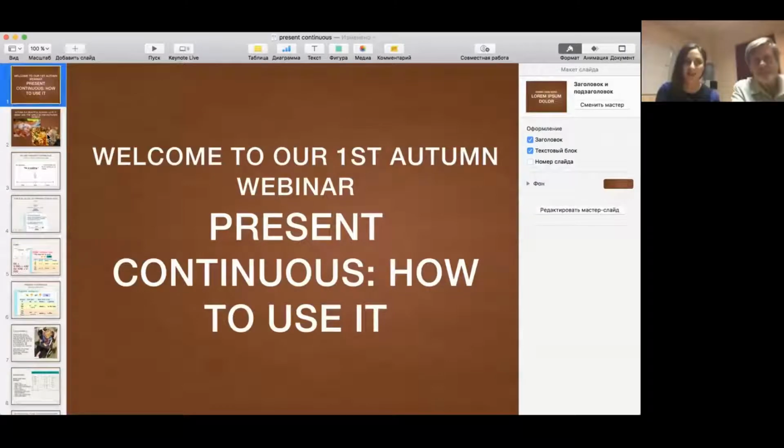And today we are going to tell you about the use of present continuous tense, and we're going to talk about all possible meanings in which it can be used. We have already started talking about present continuous tense, and I'm going to demonstrate a slide in which you will see beautiful pictures of autumn, and we'll describe them using present continuous tense.